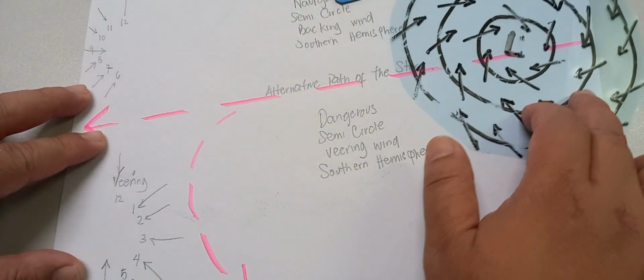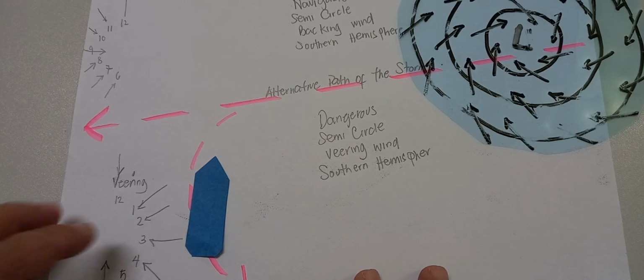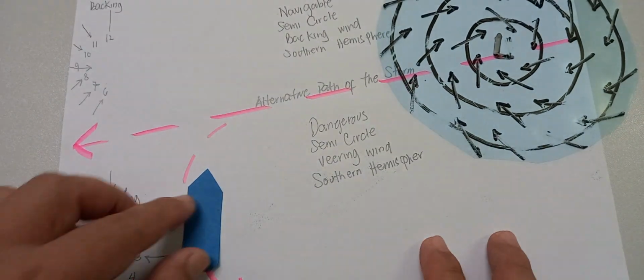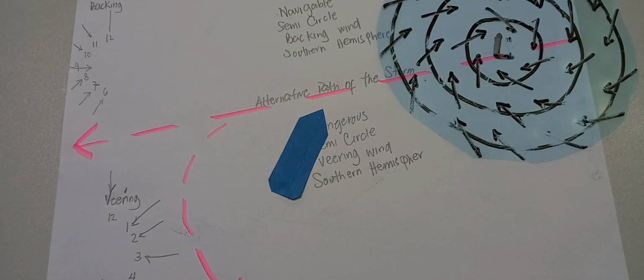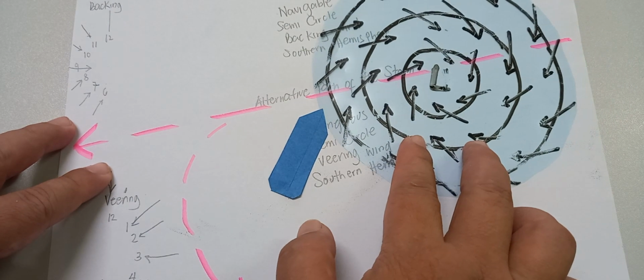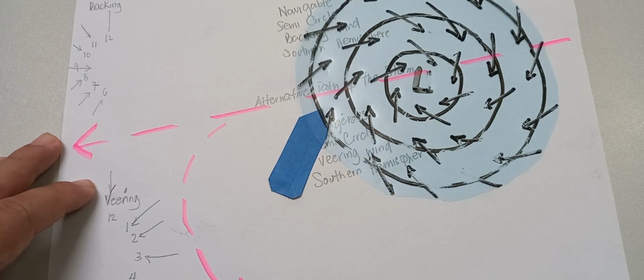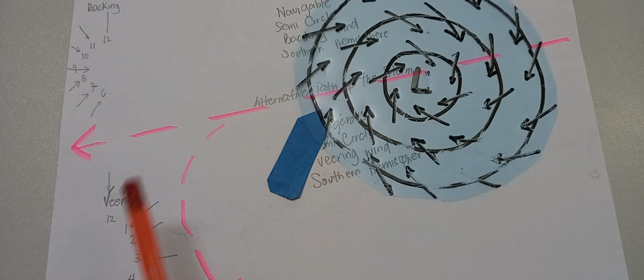Now, let's discuss the action if you are in the dangerous semicircle. If you are in the dangerous semicircle, you need to proceed at maximum speed, then alter course, keeping the wind between 1 to 4 points on your port bow. So where is your port bow? Your port bow is here.